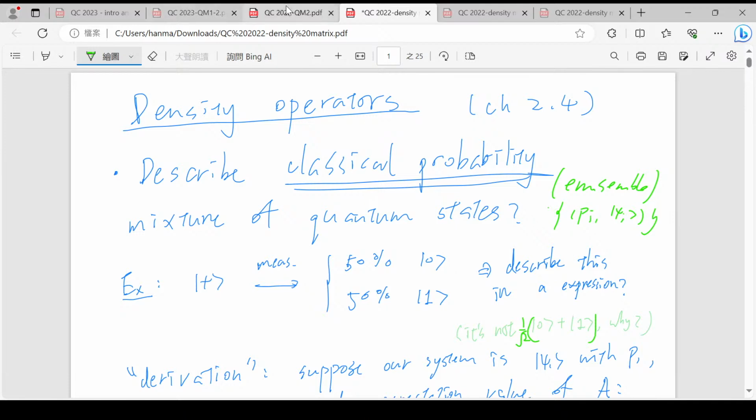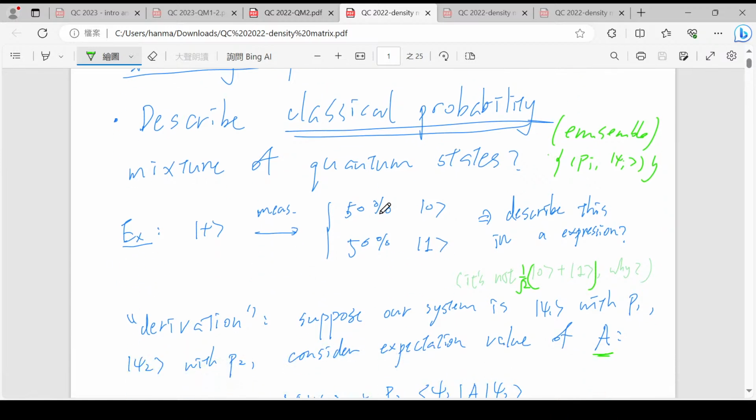Here is an example of an ensemble, and maybe we give another example. So let's say, like the example we saw before, this is what happens when you start with the plus state and do a computational basis measurement. As we said, you will get 50% 0 and 50% 1. We want to describe this kind of ensemble. Do we have a more succinct way to describe this? And the answer is yes.